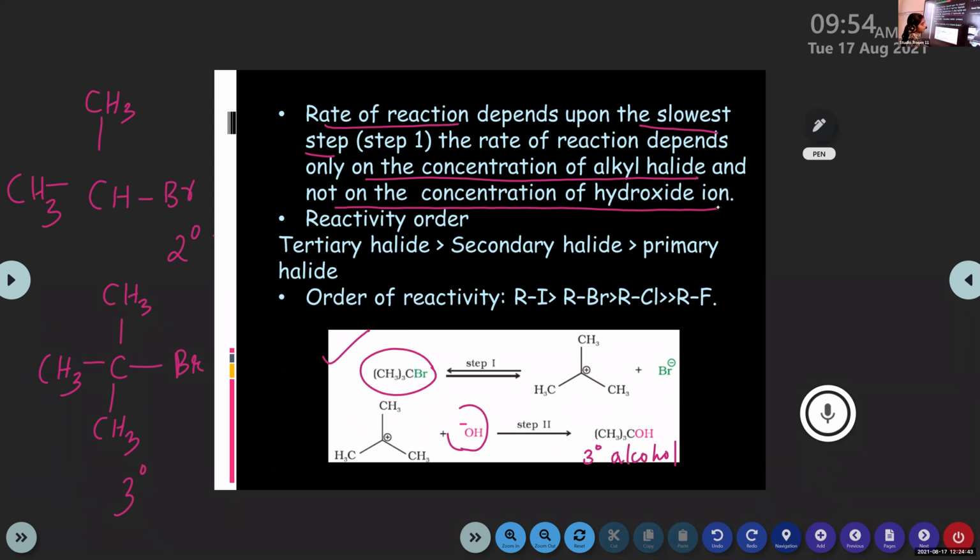So you can compare each point with the SN2 reaction. Okay. This portion is very important about SN1 and SN2 reactions. It is very easy to learn. You just need to compare each point of the 2 mechanisms.